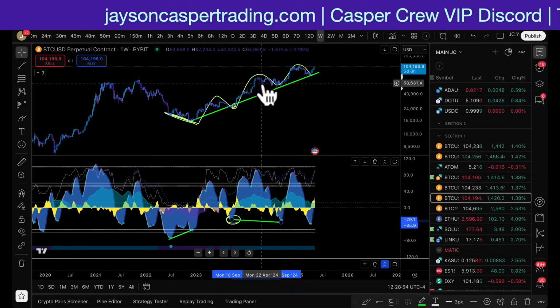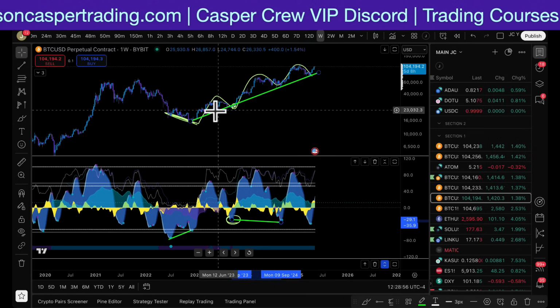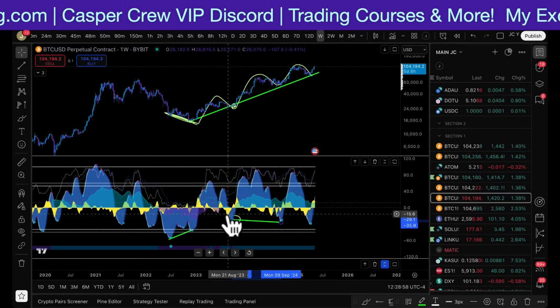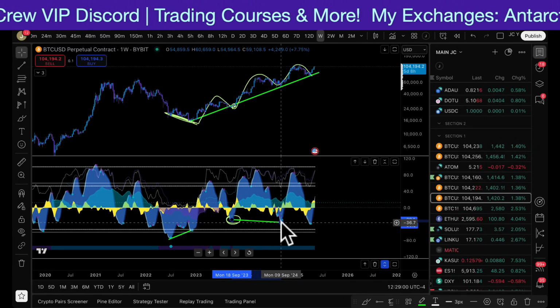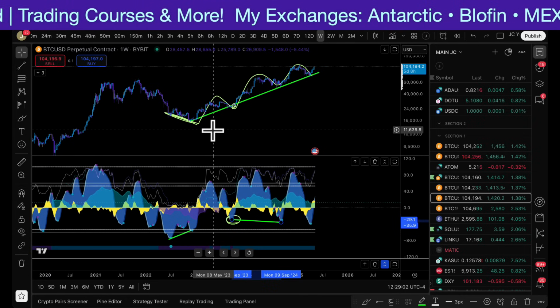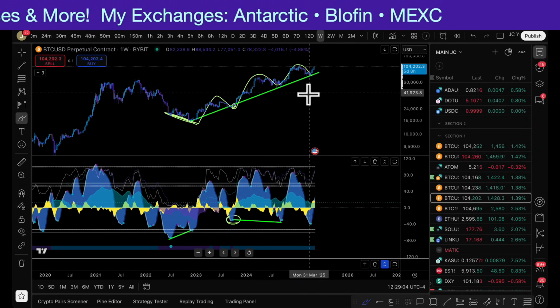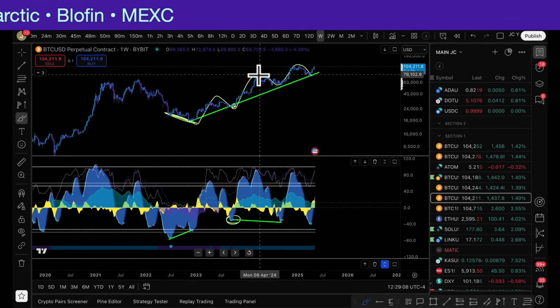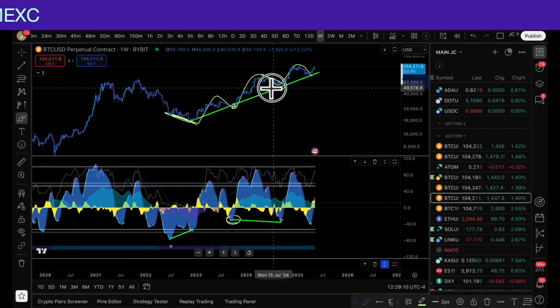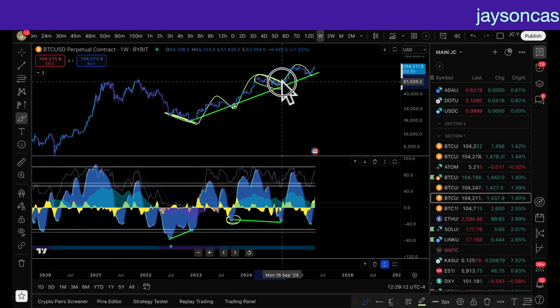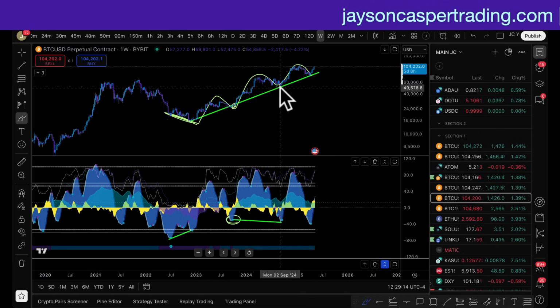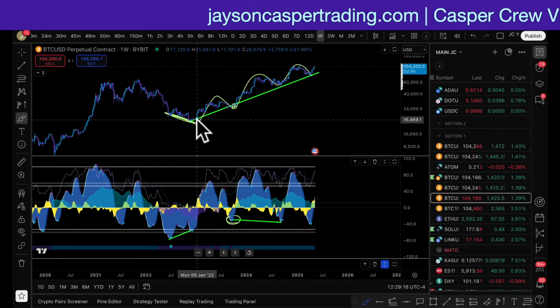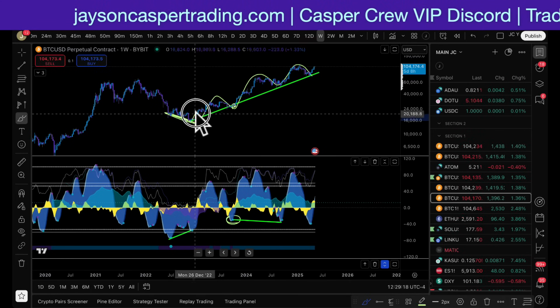When the price makes a higher low on a trend line and the oscillator makes a lower low, this is called a hidden bullish divergence. It's basically showing you that this macro uptrend is going to continue, and this local downtrend, which exists in the macro uptrend.